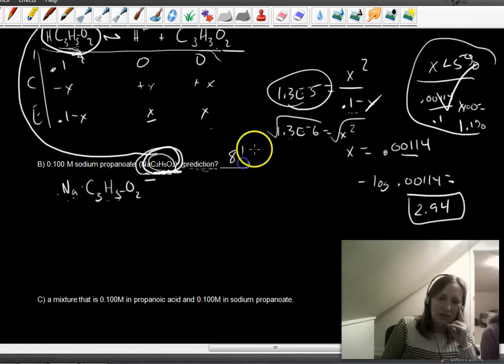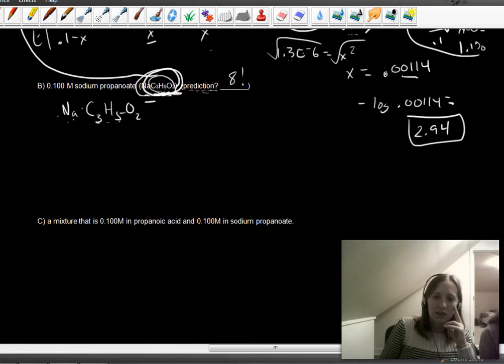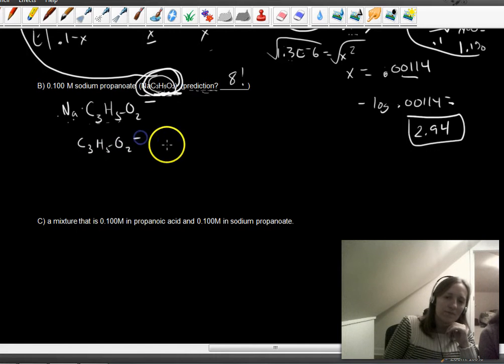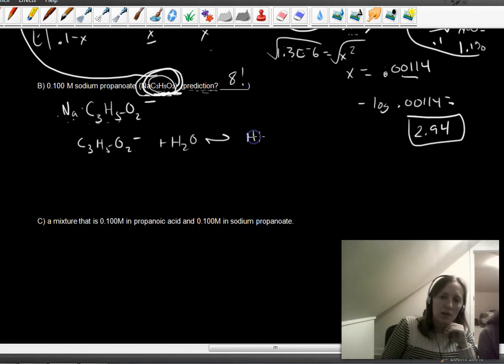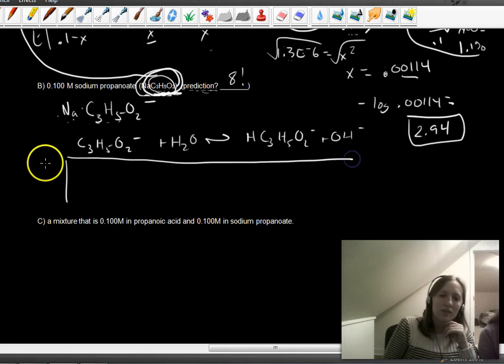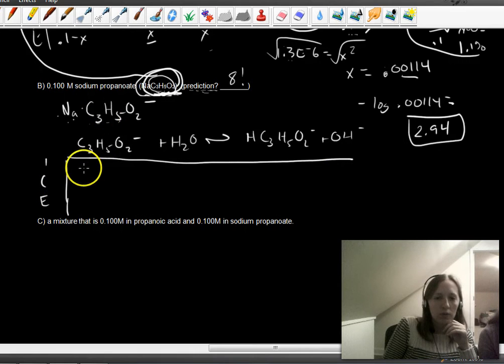So a prediction and a guess is 8. Okay. So now here's the thing that's important to remember, which I forgot to remember, which is weak bases attack water. And when they attack water, they reform the acid form and leave behind hydroxide. And so you've got this as your equilibrium, and we've got 0.1 molar here. We don't care about water. We don't have any of this. We lose some, we gain some.